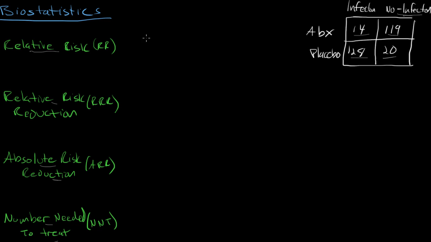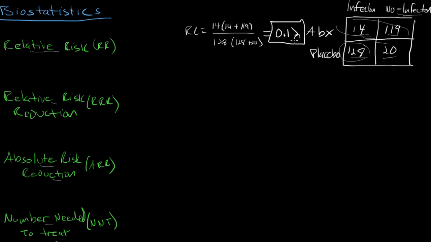So I want to calculate my relative risk, and that would be 14 divided by the total number of people on antibiotics, divided by the placebo with infection divided by the total number of people on placebo. If I calculate that, I get 0.12. What this is saying is my risk of having an infection on the antibiotic is 0.12 compared to my risk of having an infection if I was on the placebo.